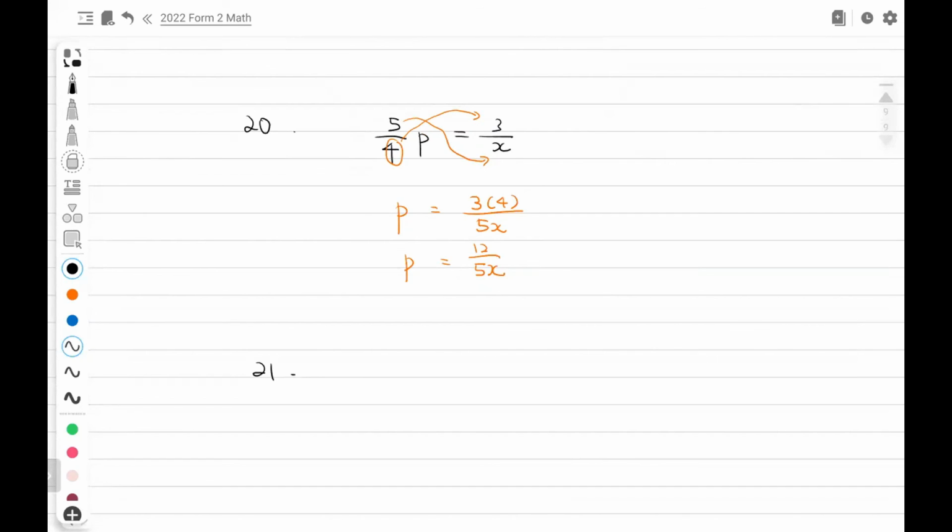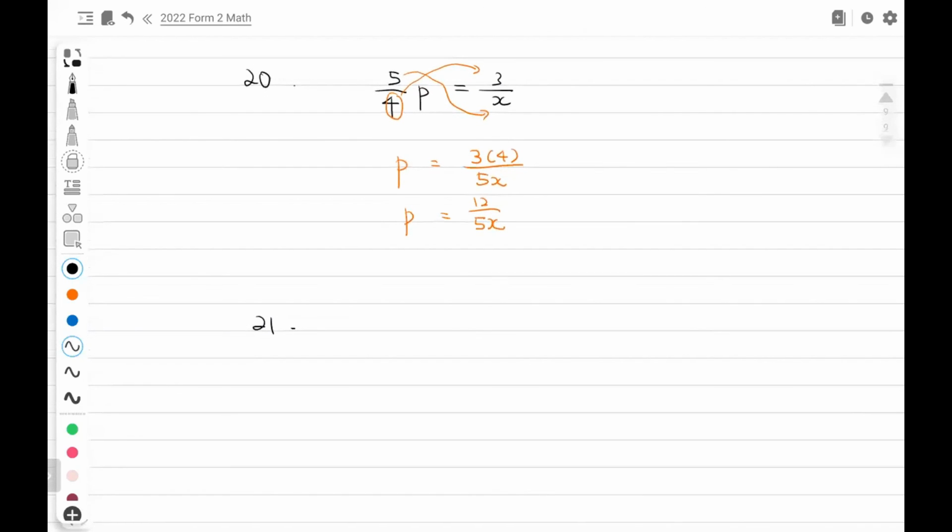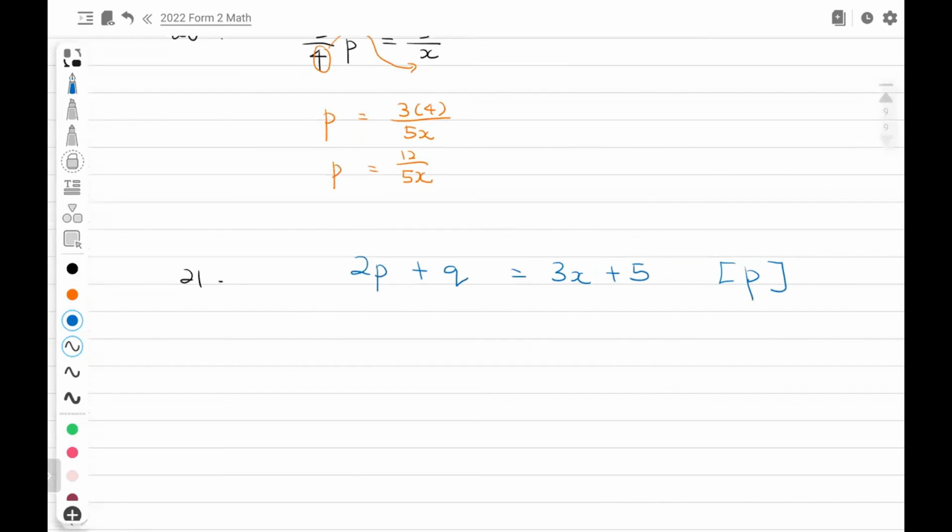Okay, one last, we do together. You try to make P the subject also. Okay, what about this one? Blue color. 2p plus q equal to 3x plus 5. Make P the subject. Then we will complete chapter 3 also. If you know how to do, then we can complete chapter 3. We have completed chapter 3.